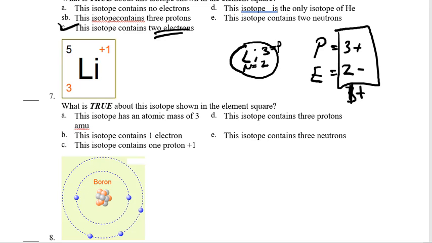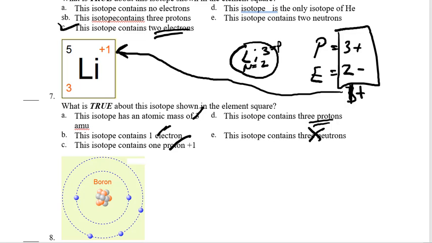Okay, so that's what this is. This is when you add together the positives and negatives, you get, in this case, a positive. So what is true? This has a mass of 3. No, the mass is 5. This isotope contains 1 electron. No, it actually has 2. This isotope contains 1 proton. No, it contains 3. This isotope contains 3 protons. That's a true answer. Lithium has 3 protons. No, it doesn't have 3 neutrons. It only has 2 neutrons.